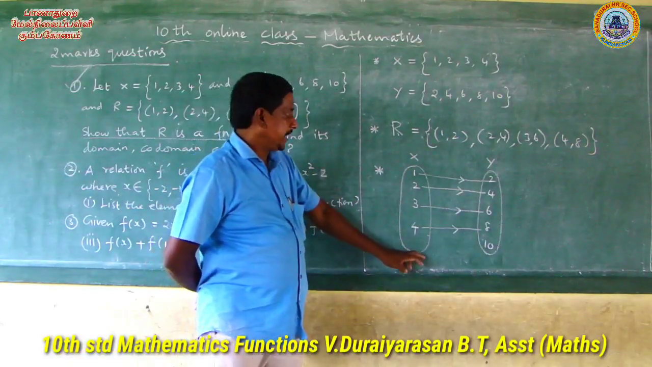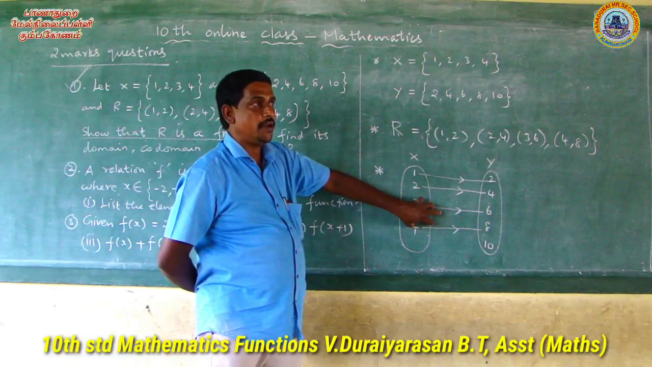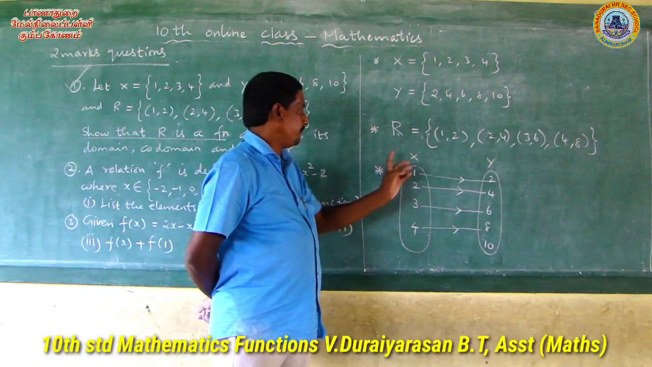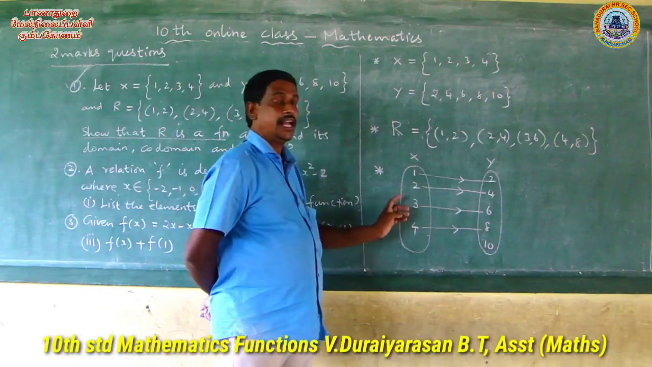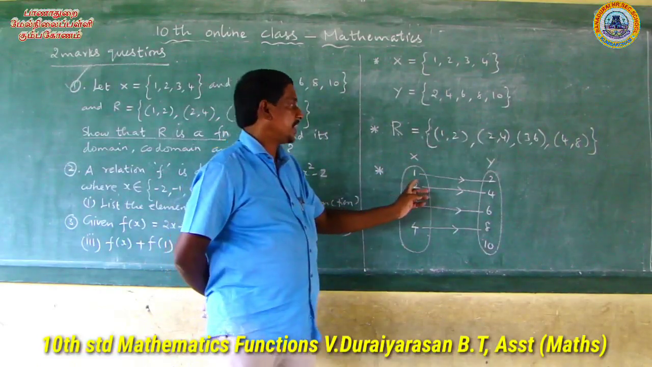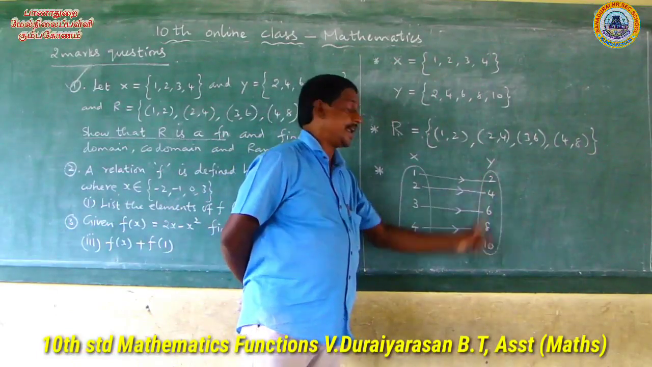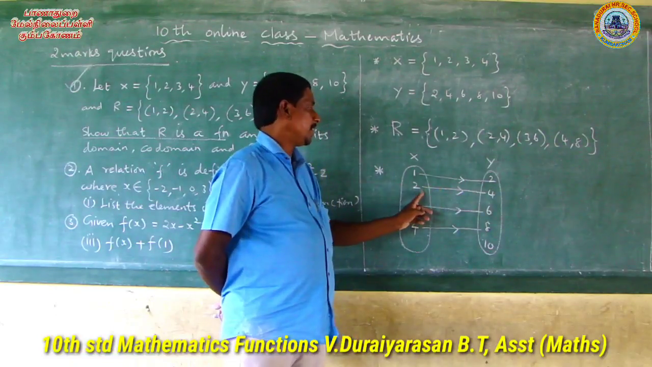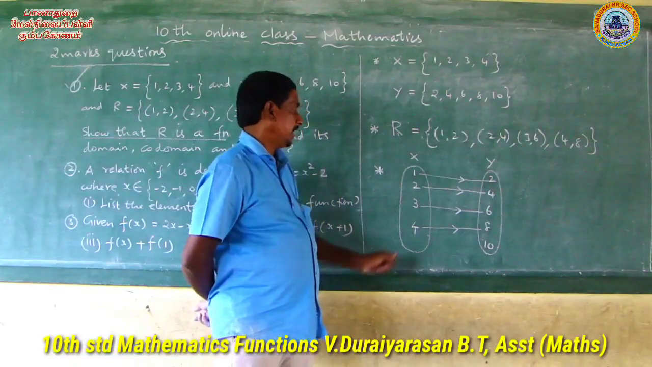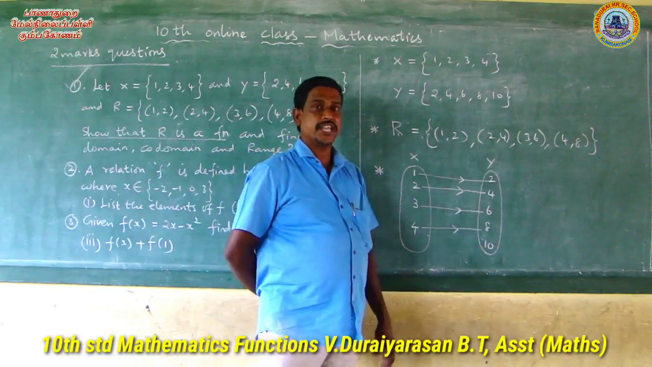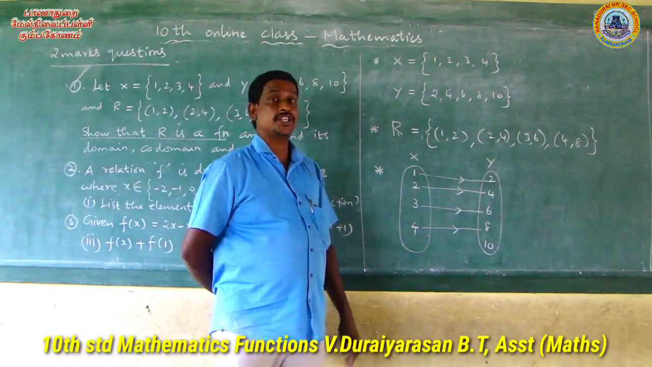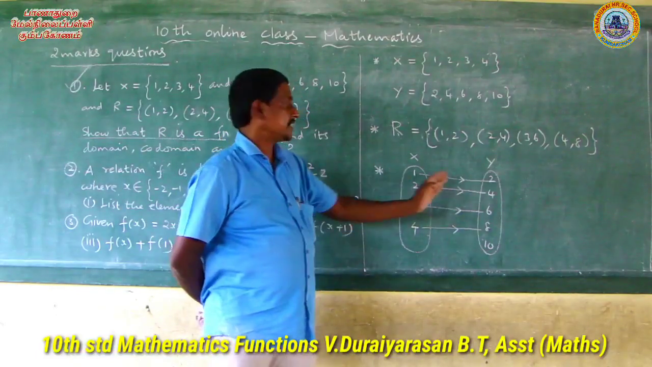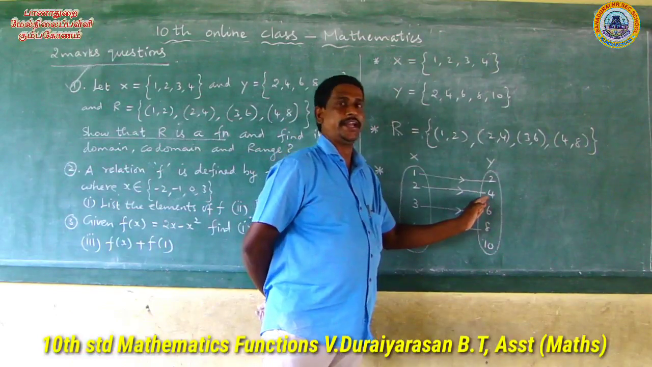Now, is this arrow diagram a function or not? Each and every element of X has an image in Y. The image of 1 is 2. The image of 2 is 4. The image of 3 is 6. The image of 4 is 8. All the elements of the domain are connected with the codomain.